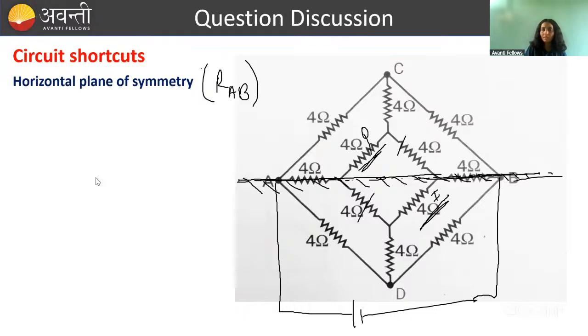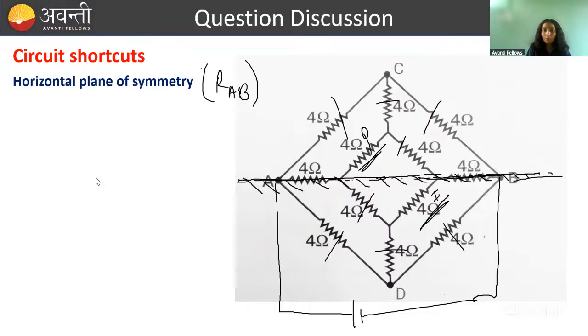Similarly, this is image of this. And this one is image of this. So we can clearly see the upper portion of the circuit is image of the lower portion of the circuit. So here this horizontal line will be called the horizontal plane of symmetry.